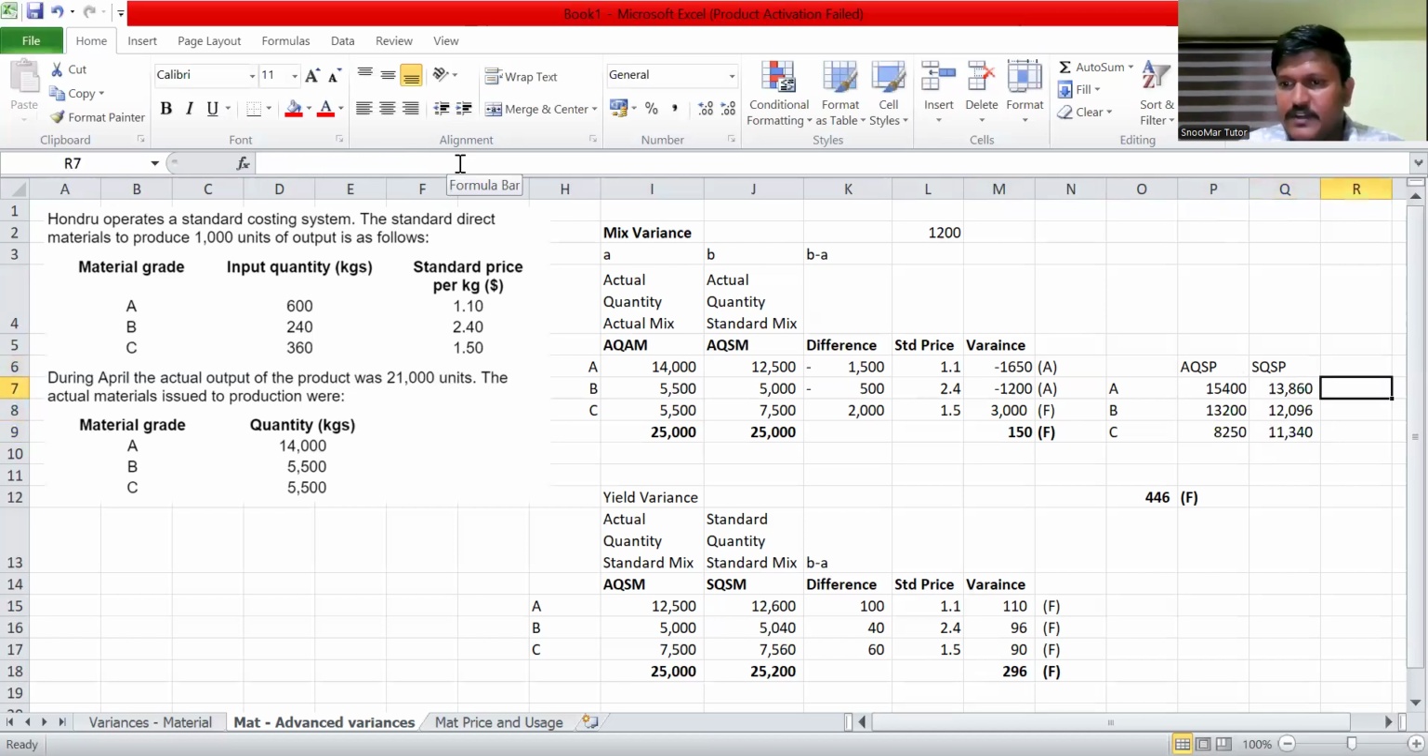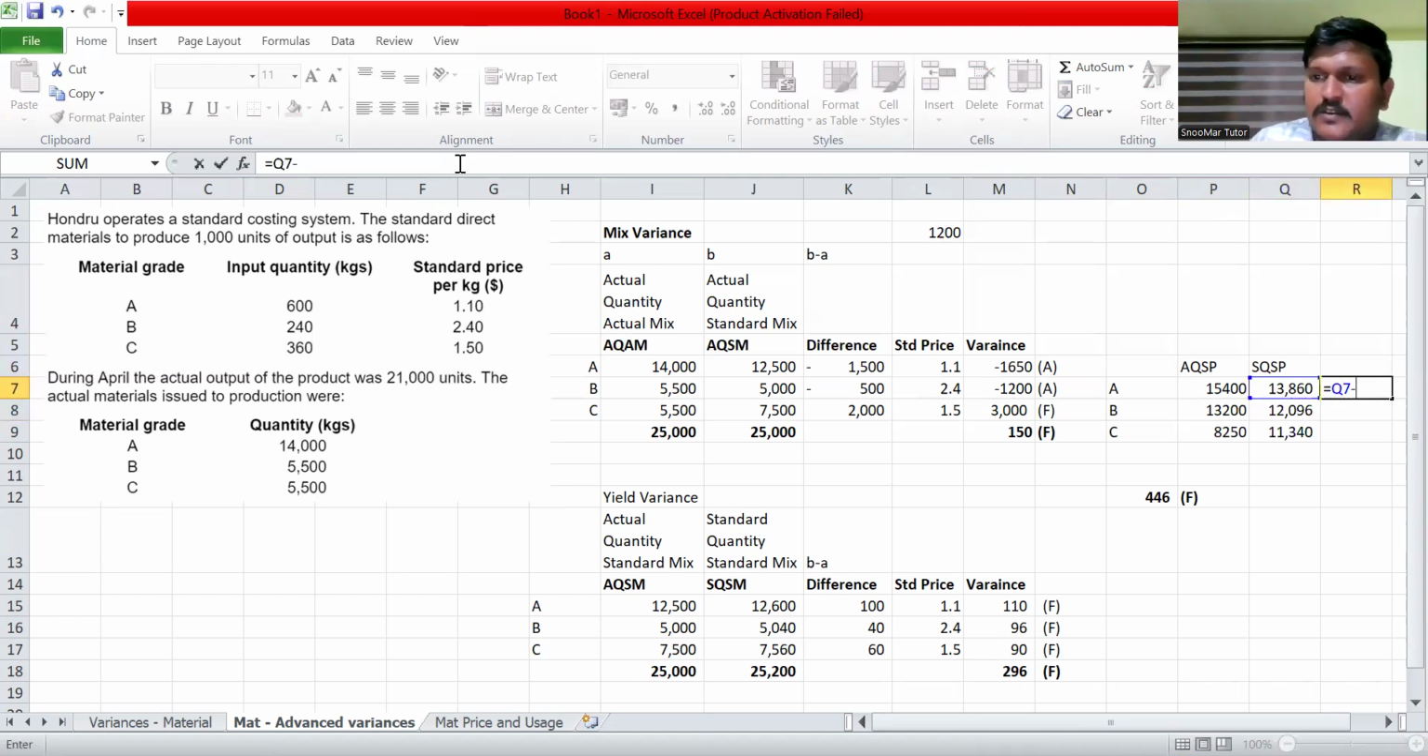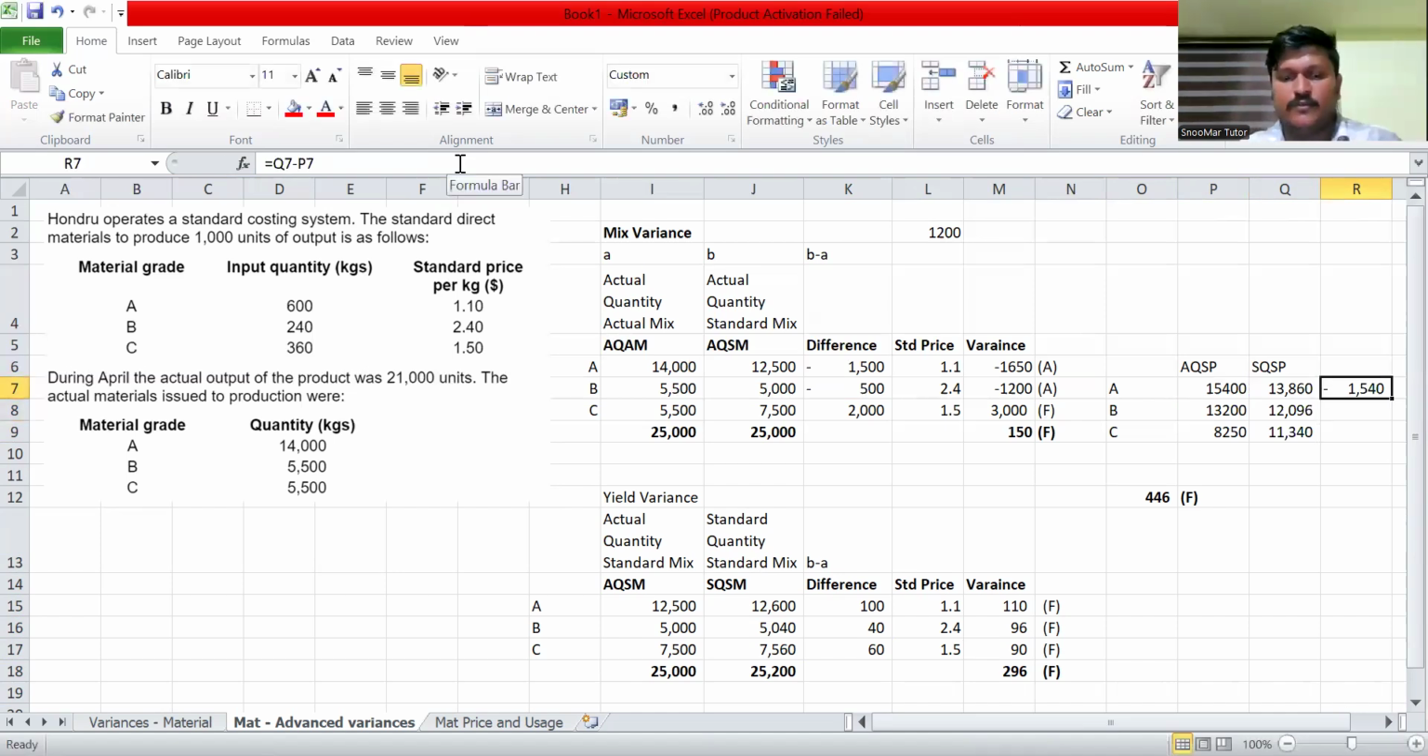Now let's take the difference, the variance. You have to see the difference between standard quantity and this thing, right? So what is the difference we are getting? From which we have to minus? You have to minus from SQSP minus this thing. So 1540. What do you have to get over here? You get a 446 positive over here, right, in total.